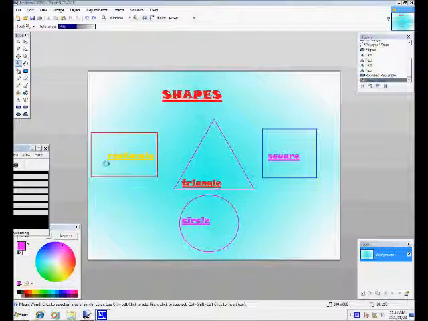Hello everyone, today we'll be talking about shapes. Our first shape is a rectangle. The rectangle is a four-sided shape and has two pairs of equal sides.